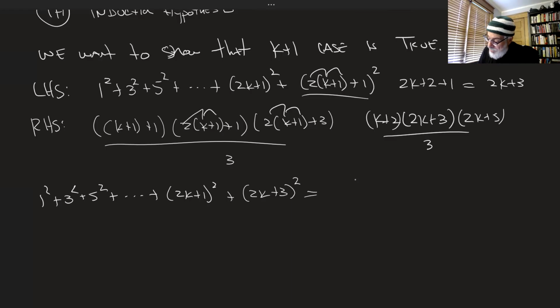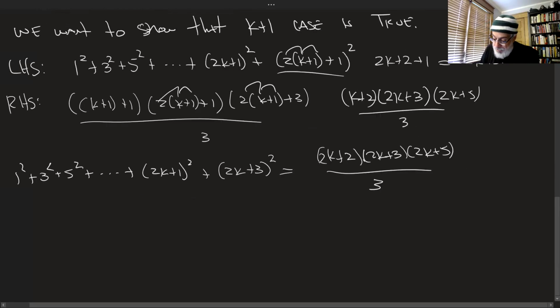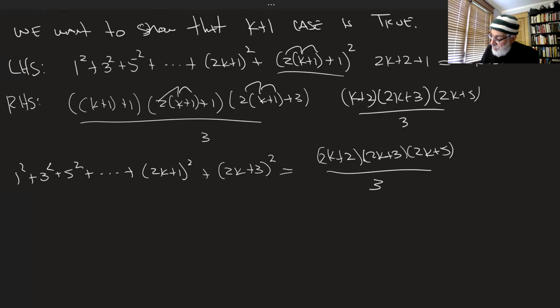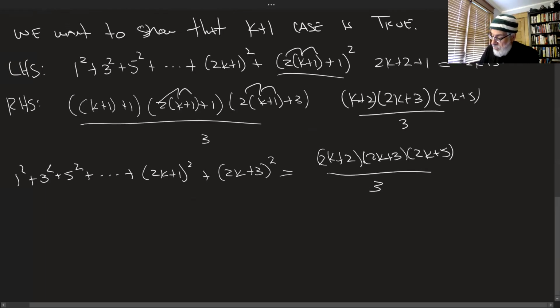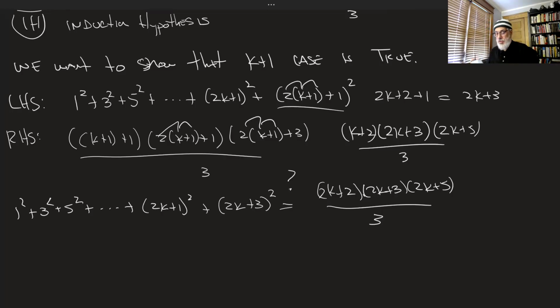So our goal here is to show that 2k plus 3 times 2k plus 5 divided by 3. Forgive me, keep hitting this eraser button. So this is what we want to show. We're not entirely certain that this is true. So what I'm going to do here is put a little bit of question mark because I don't know that the left-hand side and the right-hand side are the same. That's exactly what we're trying to show.